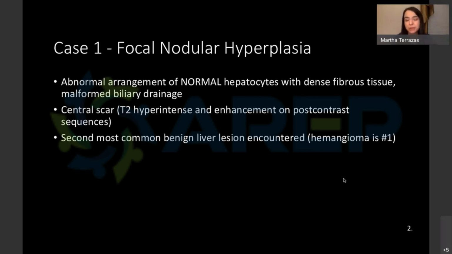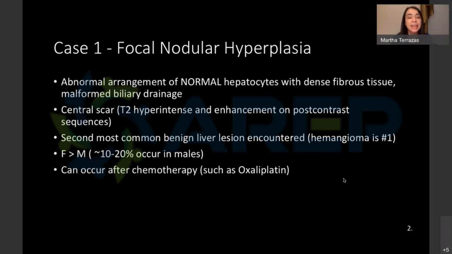Hemangioma is actually the most common benign liver lesion encountered. Females get this more than males. About 10 to 20% occur in males. And this can actually occur after chemotherapy, such as oxaliplatin.